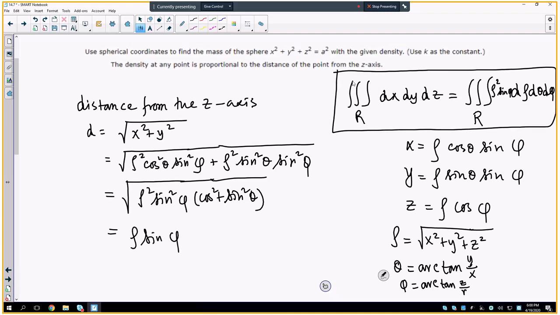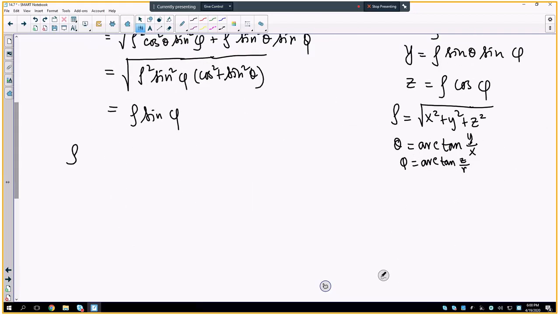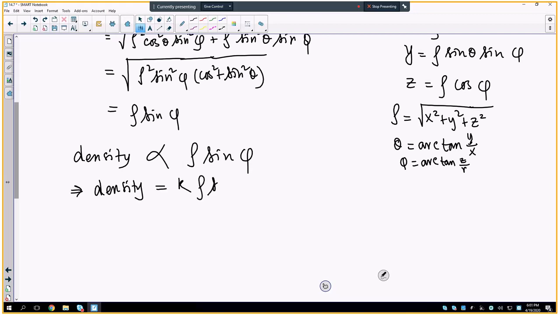So what this problem has told you is that the density function, this time I'm going to write it as the continuous density, rho, according to the problem is proportional to the distance from the z-axis. So proportional to rho sine of phi, which implies the density is equal to a constant k times rho sine phi. And that's pretty much what we wanted to know.